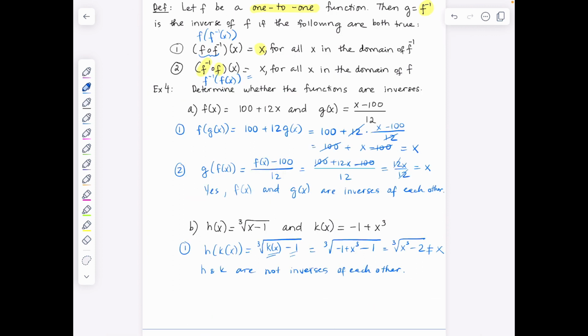It is recommended that you do these steps to double check if two functions are inverses of each other in problems where you have to find the inverse function. So after you find the inverse function, you should be able to check to see if your answer is correct by checking these two conditions.